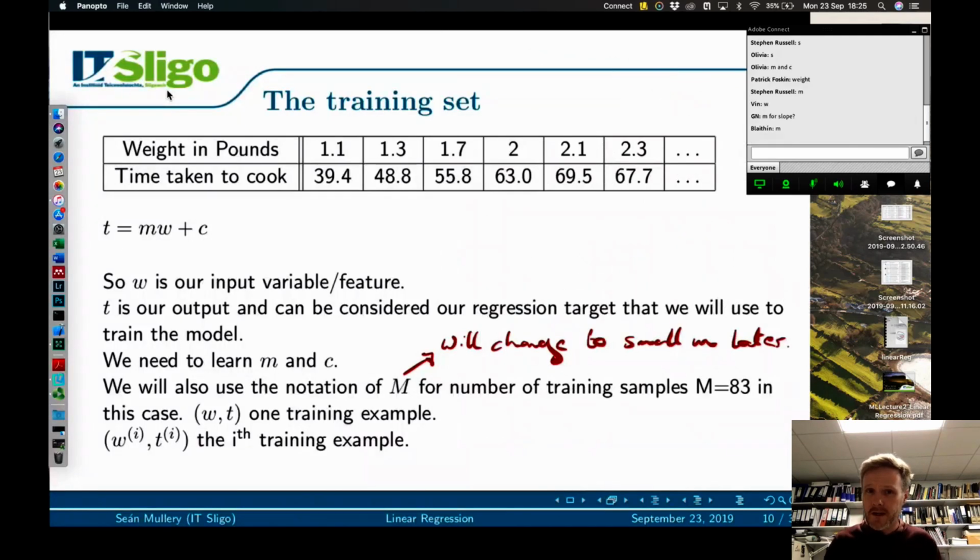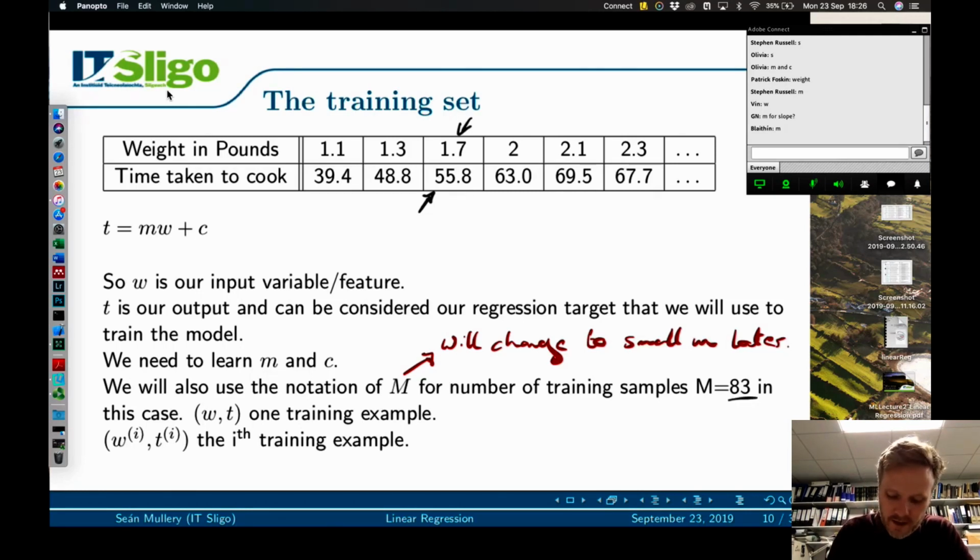So what a training set for this might look like is that we would have lots of turkeys that we knew the weight of beforehand. Okay, that's fine. And we've gone and cooked them and we know how long it took to cook them. So we have each one of those sets. And I think in this particular case, I came up with 83 of them.